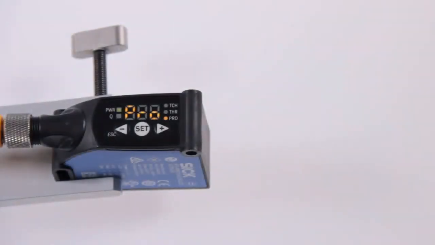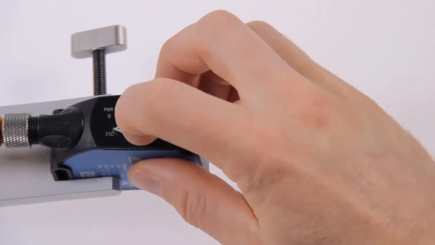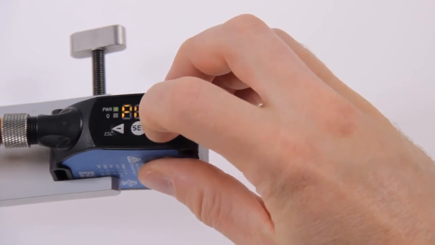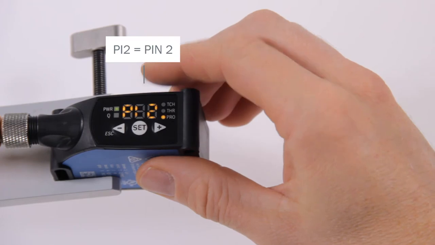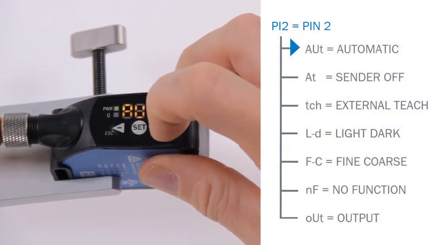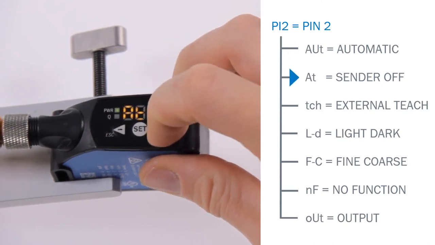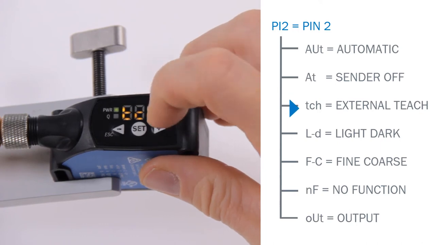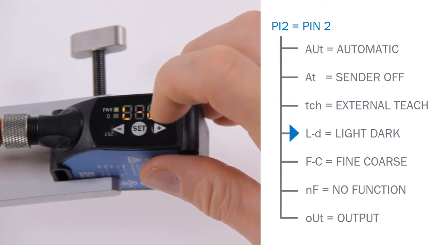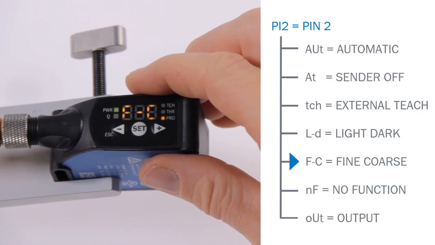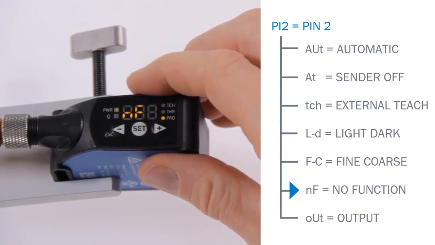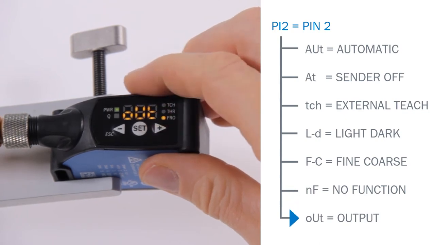Pin 2 configuration. The sensor allows individual pin configuration for pin 2 and 5. As an example, pin 2 configuration is selected. Use the plus and minus buttons to navigate to PI2 for pin 2 configuration. The pin 2 can be configured as AUT for automatic, which is the factory setting and defined by Teach, AT, blanking for sender off, TCH for external Teach, LD for light-dark switching, FC for fine coarse sensitivity, NF for no function, or out for output.